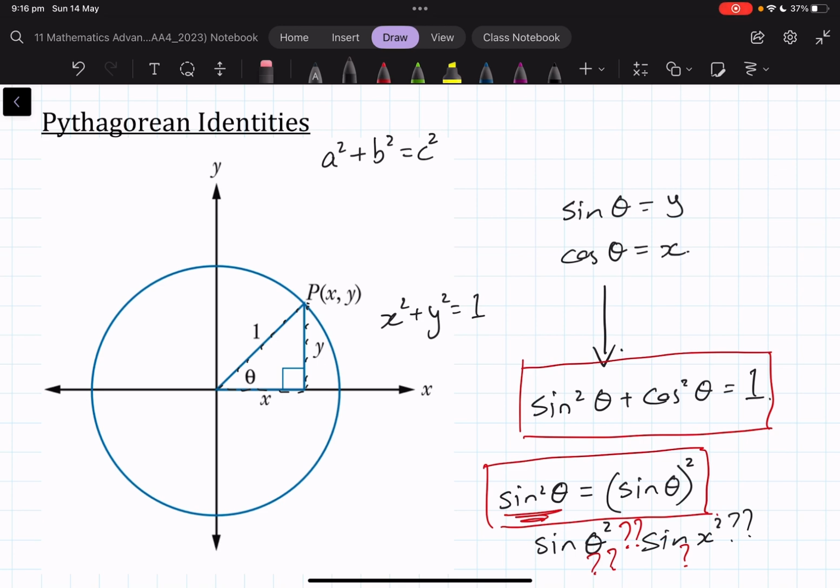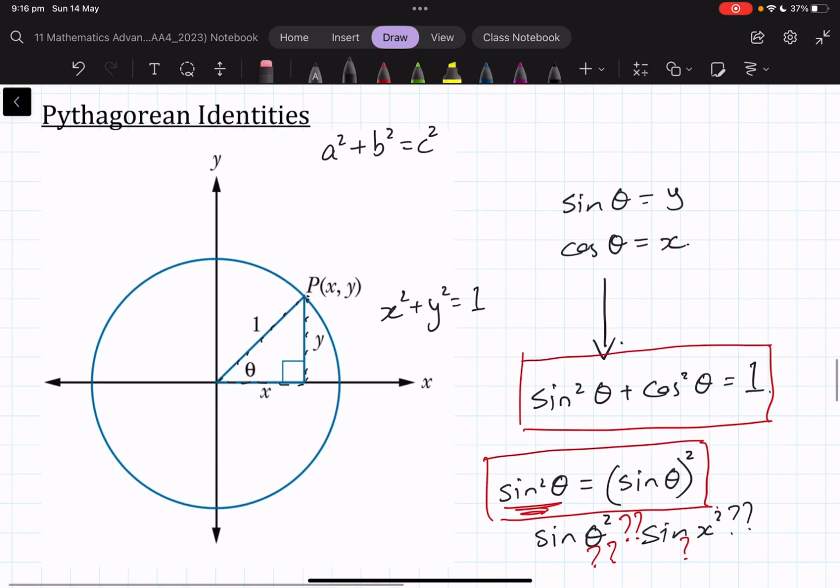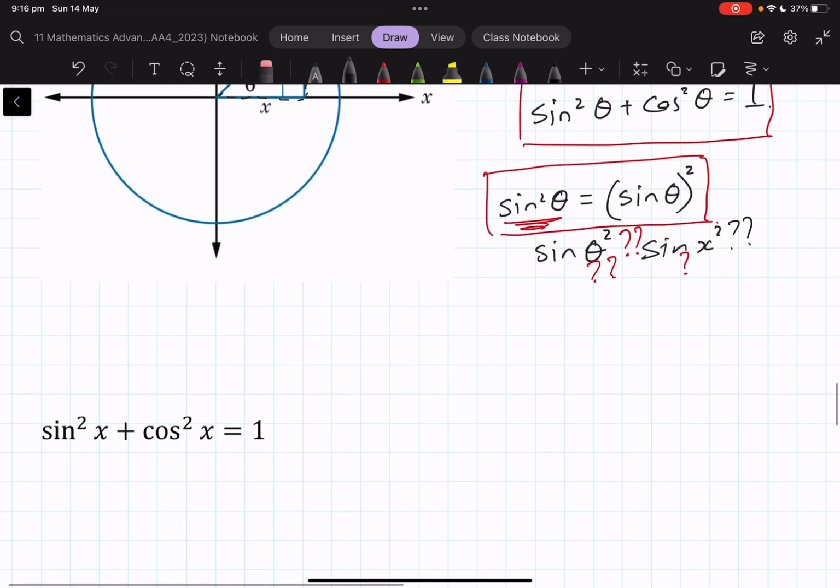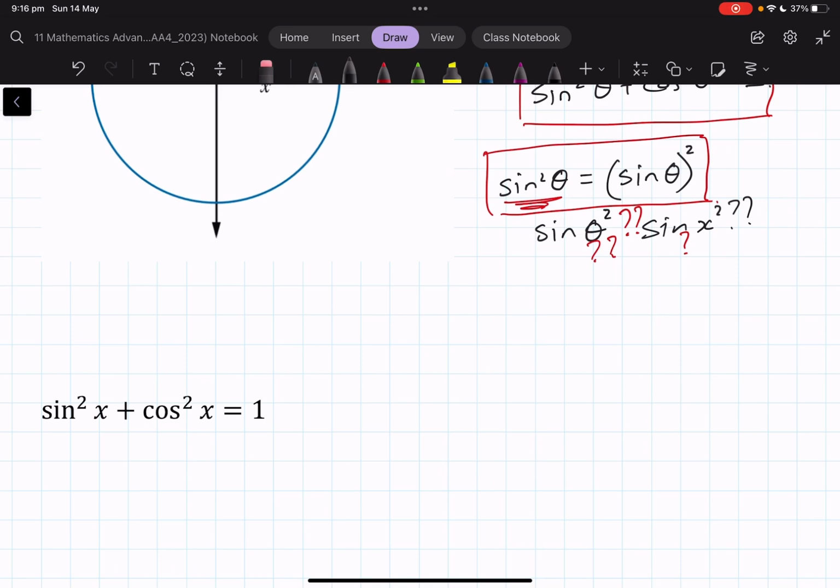That's a fundamental Pythagorean or trigonometric identity, which I've written here in terms of x, right? So again, it doesn't really matter what the variable is. It all means the same thing. It's always true, right? So no matter what the angle x, if I do sine squared plus cos squared, it will always give me 1. Right, now this leads us actually to a couple of others.